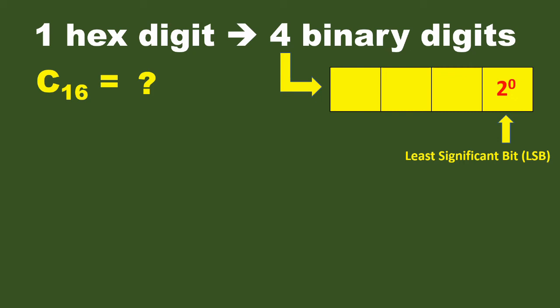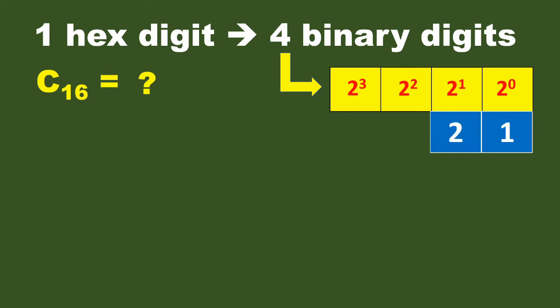So the weight or the significance of the LSB is 2 to the power 0. In each place, the value is a power of the base, and the base here is 2. So 2 to the power 0, followed by 2 to the power 1, then 2 squared, then 2 cubed. So if we get these values, 2 to the power 0 is 1, 2 to the power 1 is 2, 2 squared is 4, 2 cubed is 8.